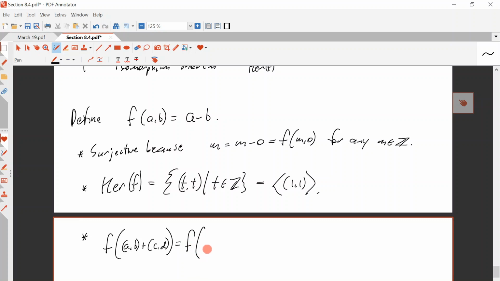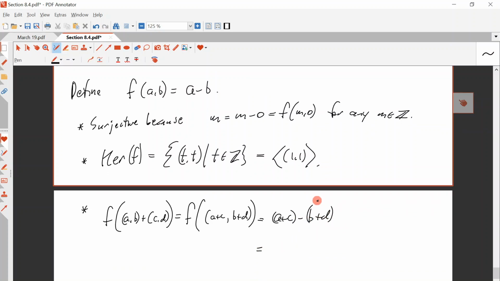How do you add these? You add component-wise. F of (A plus C, B plus D), which is equal to A plus C minus (B plus D), which is equal to (A minus B) plus (C minus D), which is F of (A, B) plus F of (C, D). And that's it.